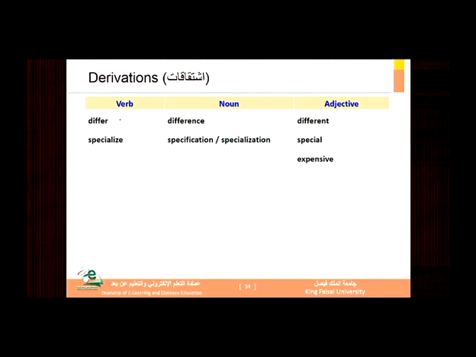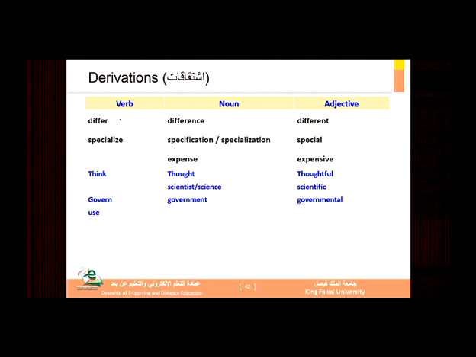The word expensive is an adjective. The word expense is a noun. And we move to the following word, think, verb. Thought is a noun. And thoughtful is an adjective. Scientist or science are nouns. Scientific is an adjective. The word government is a noun. To derive a verb, it is govern. And the adjective is governmental.